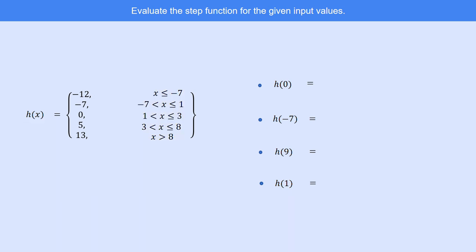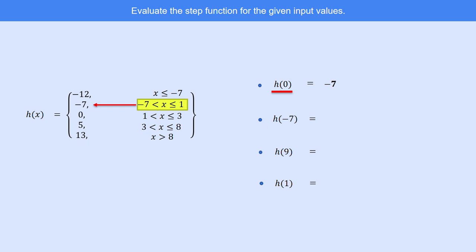Now let's evaluate the value of h of 0. The input 0 lies between -7 and 1, so it belongs to the second interval. Hence, we are going to use the second row, which tells us that the output will be -7. Therefore, the value of h of 0 is equal to -7.